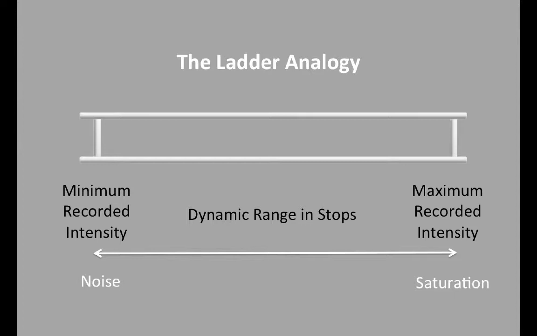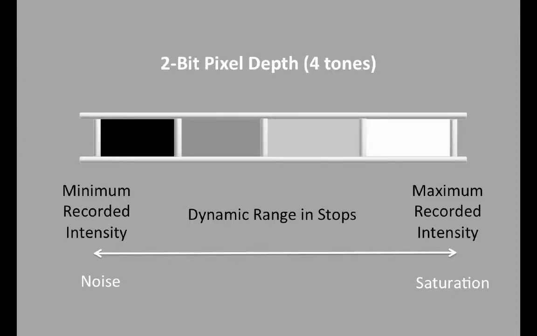The difference between the minimum recorded intensity and the maximum recorded intensity is generally described in stops. So you might hear a camera having a 6 or an 8 stop dynamic range. That's how it's expressed. That means that there are 6 or 8 stops between that minimum and maximum dynamic range. Now, when we talked about pixel depth, we talked about the variations of tones. So the way you can think about the difference between dynamic range and pixel depth is that pixel depth determines how many steps are recorded in between that minimum and maximum.